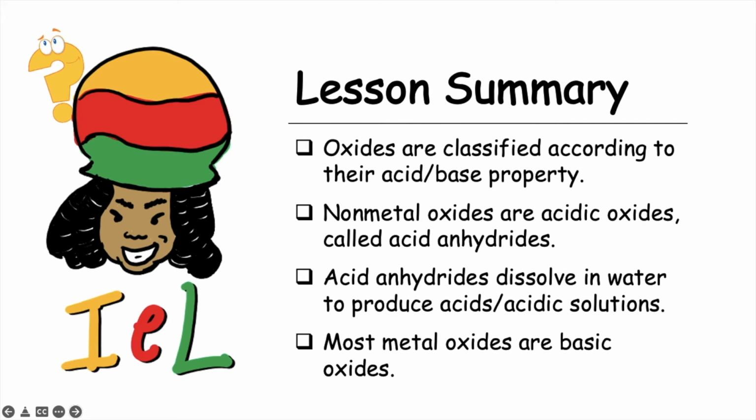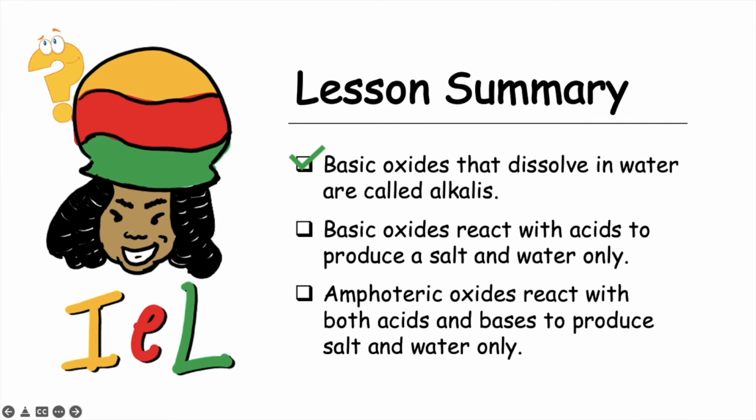We will now wrap up the content of this lesson with a quick lesson summary. Oxides are classified according to their acid-base properties. Non-metal oxides are acidic oxides called acid anhydrides. Acid anhydrides dissolve in water to produce acidic solutions. Most metal oxides are basic oxides. Basic oxides that dissolve in water are called alkalis. Basic oxides react with acids to produce salt and water only.